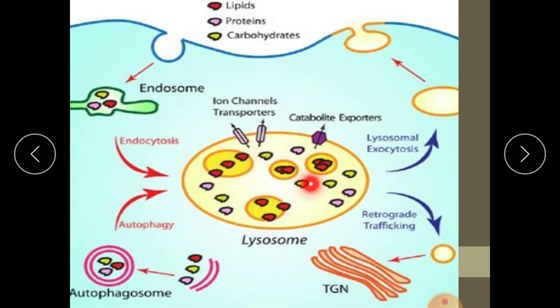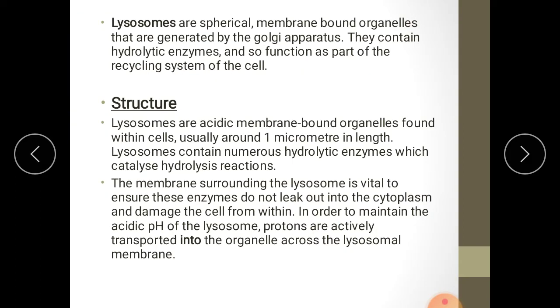So this has an acidic environment inside. To maintain the acidic environment inside, the protons are being pumped across the membrane continuously. So in order to maintain the acidic pH of the lysosome, protons are actively transported into the organelle across the lysosomal membrane.